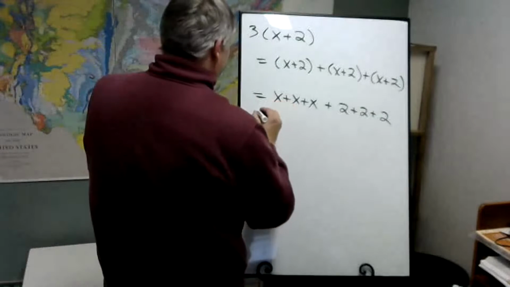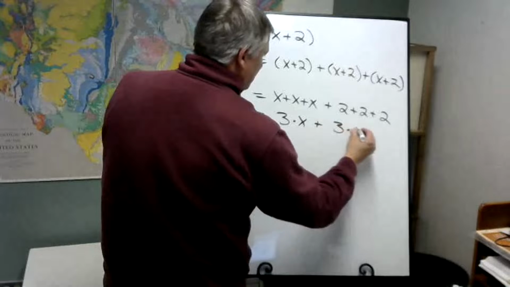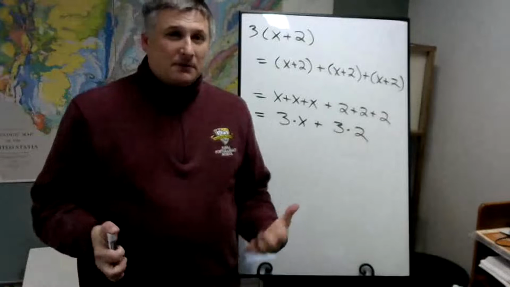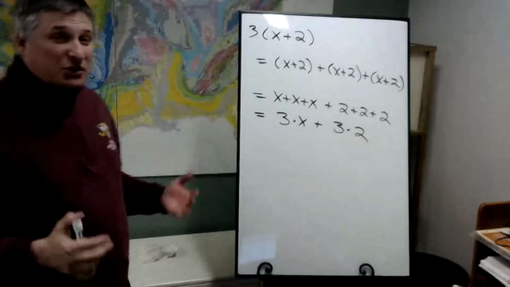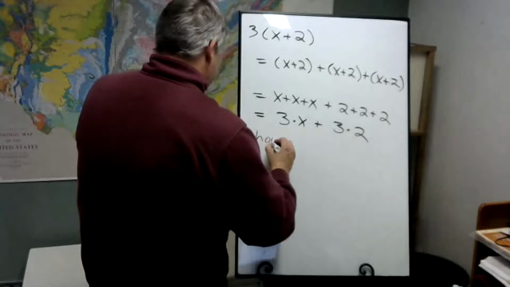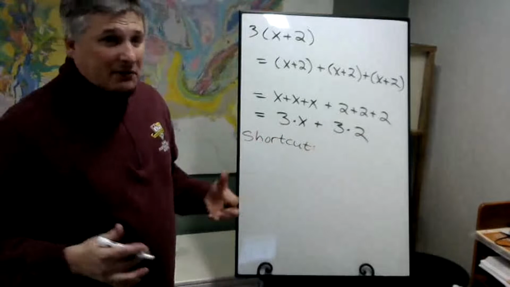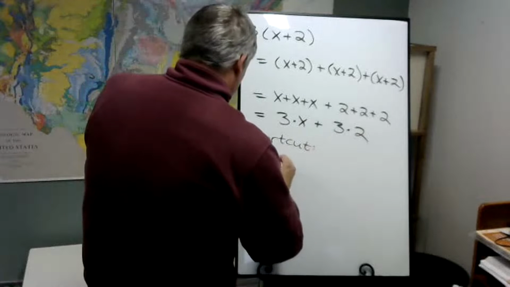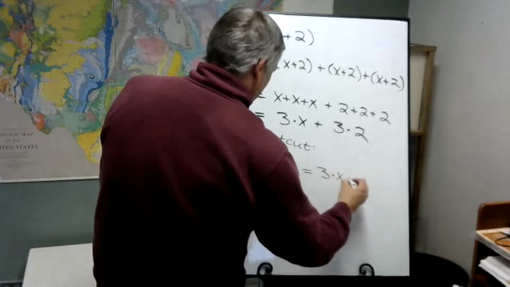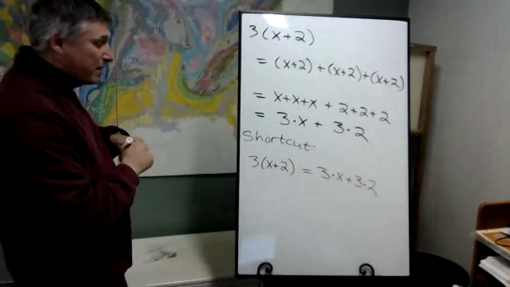And so we have 3 x's. So that's 3 times x, 3 2's, and 3 times 2. And we've gotten rid of our parentheses. This is great. Now there's a shortcut here, because doing this every single time is just going to get tiresome. We'll just do this. It's a little way of remembering it.